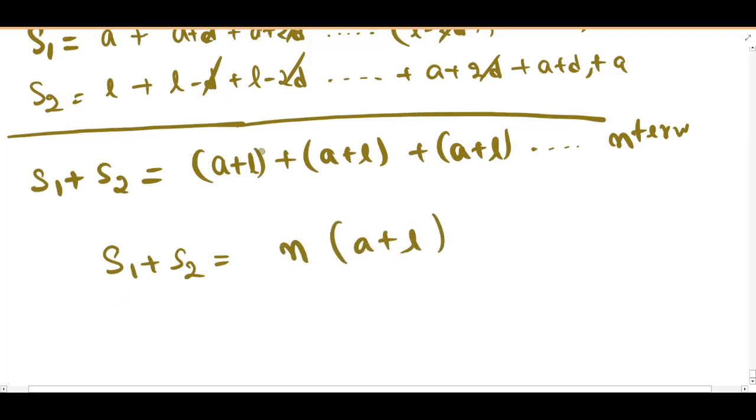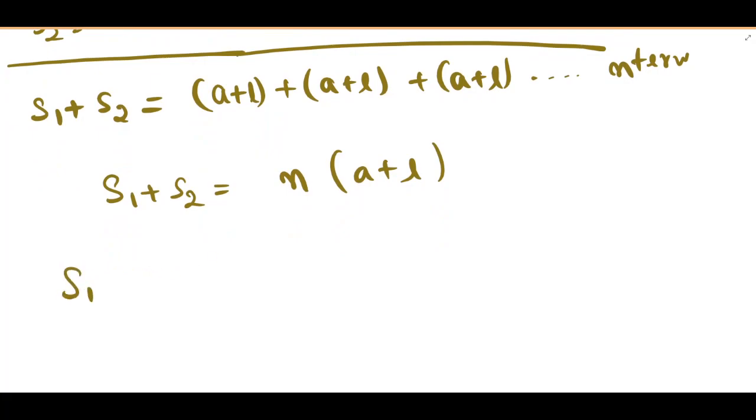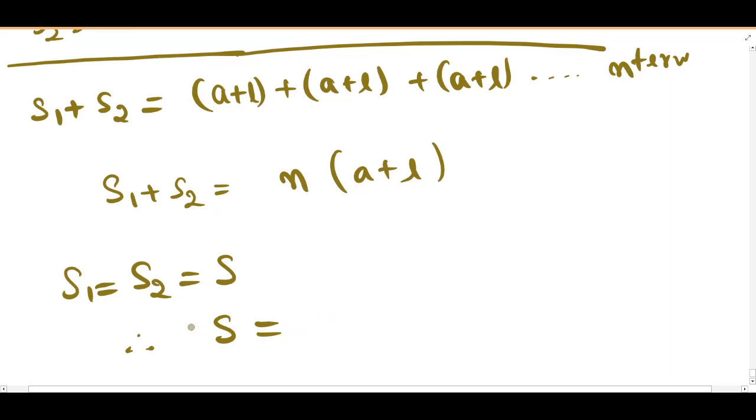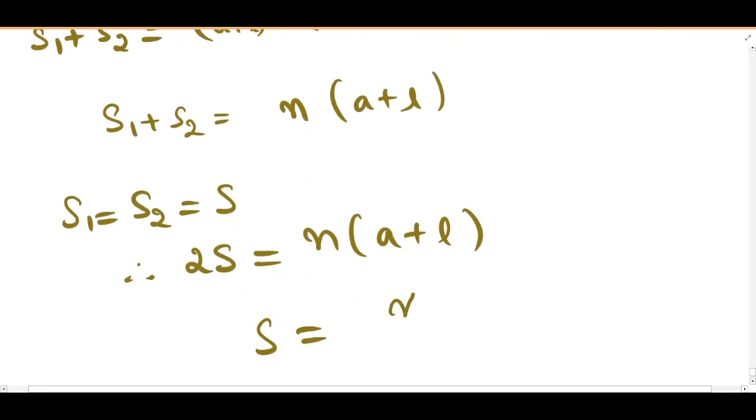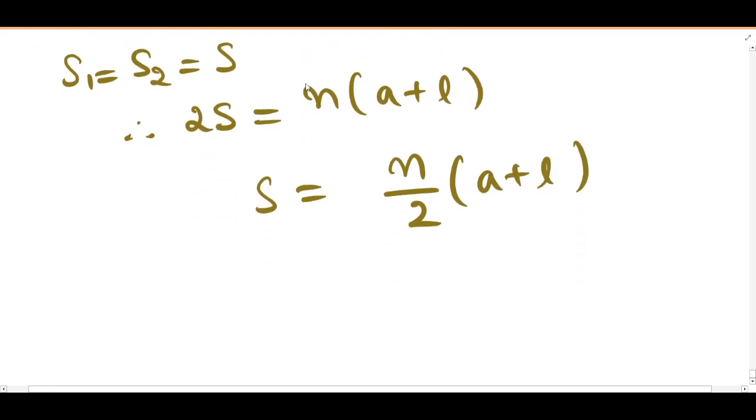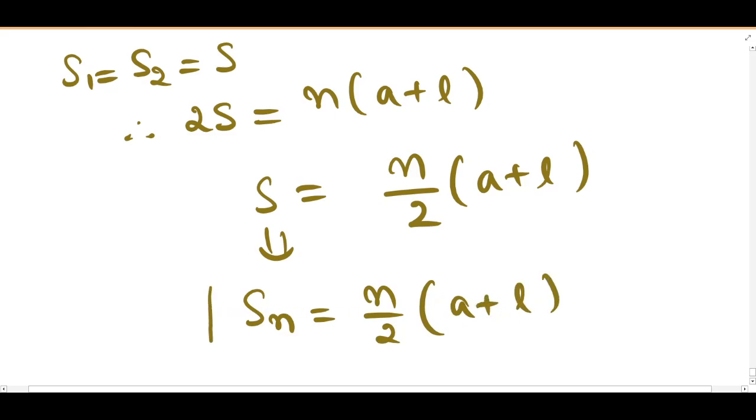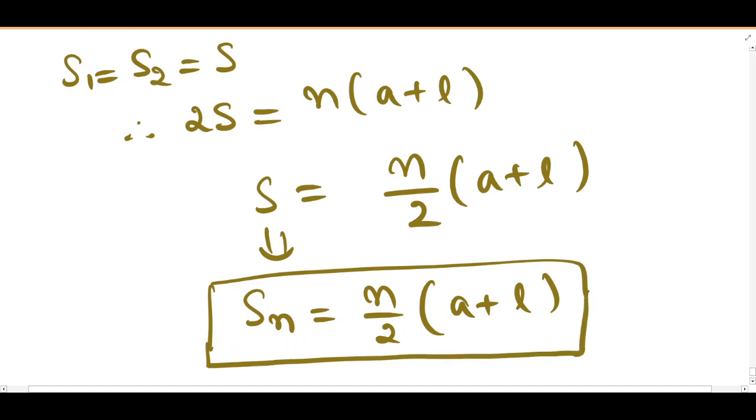And we also see that the sum of terms in both the series is the same, so s1 is equal to s2 is equal to s. So 2s is equal to n(a plus l). So we get s is equal to n by 2 (a plus l). It is also called the sum of n terms, equal to n by 2 (a plus l). So this is how we get the sum of a sequence of arithmetic progression.